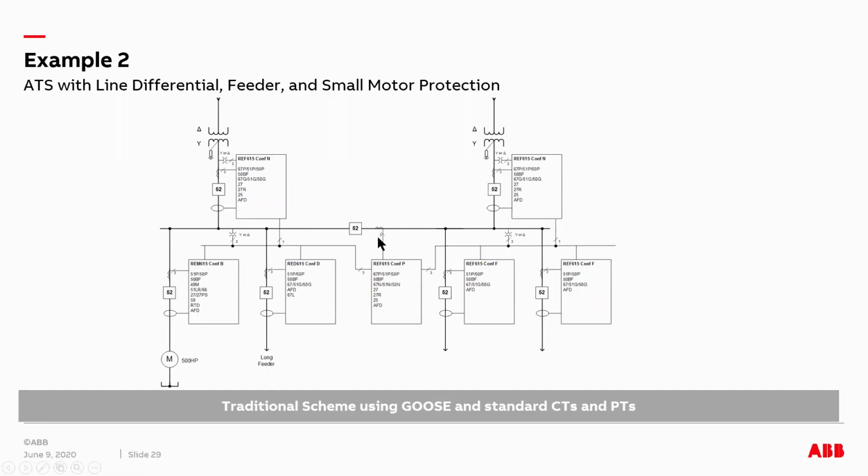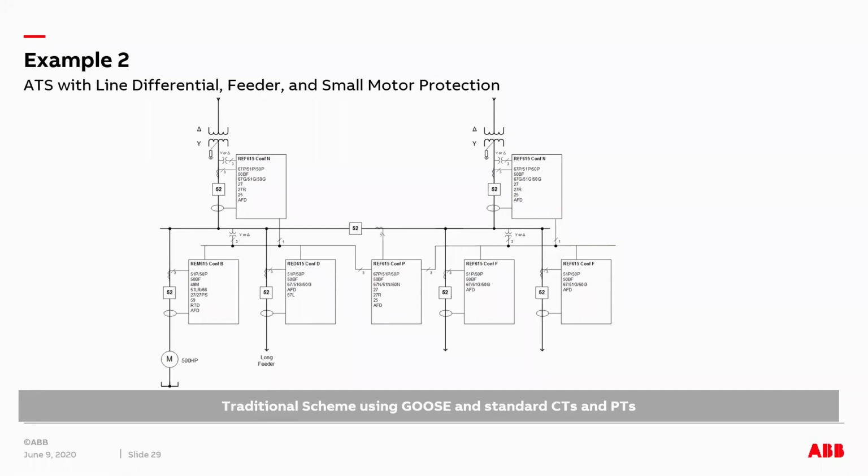In the case of the tiebreaker, again, we need a sync check functionality here. We have a version called REF615 configuration P, which can be used for the tiebreaker application. It has 25 along with other standard protection. So it has input from both voltages, from bus A and bus B. For feeder application, we can use configuration B or configuration F, depending on the case.